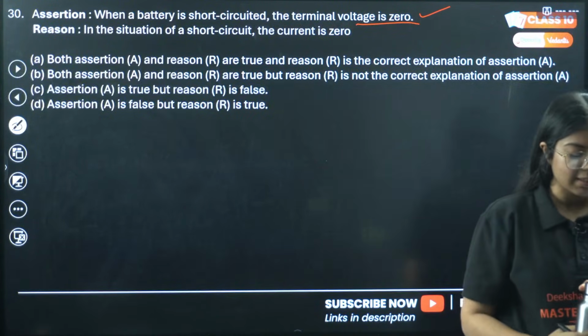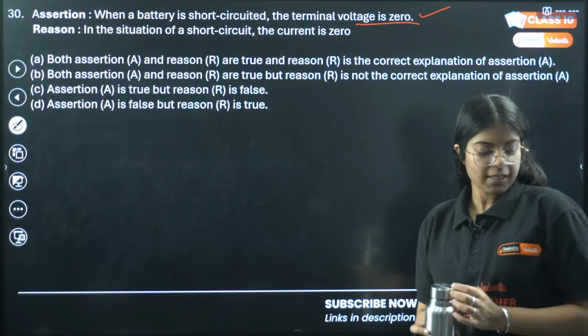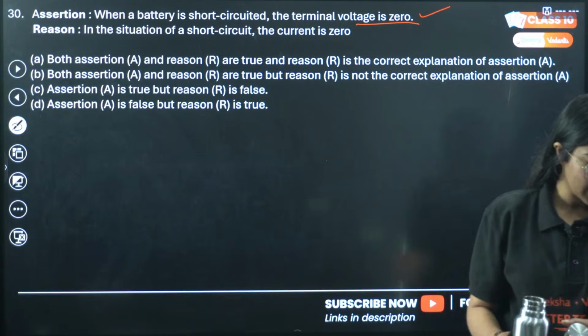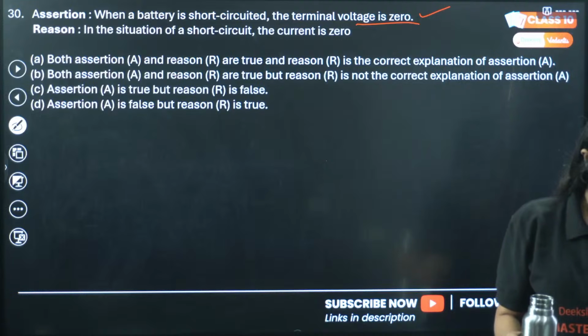Let me know the answers in the live chat. Is this assertion and reason correct, not correct? Is the reason the actual reason?